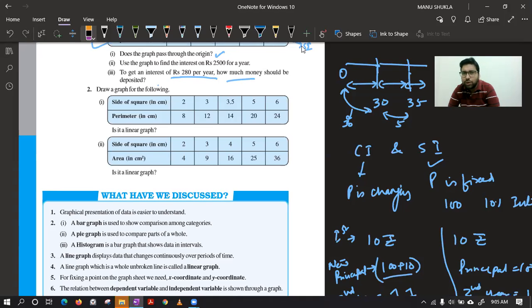1 is enough, Joel. 1 is okay because if you take 1, 3.5 will be very easy for you because in your graph paper there is a middle line also that will help you. Okay, and the scale for perimeter, class, tell me which scale is better for perimeter.